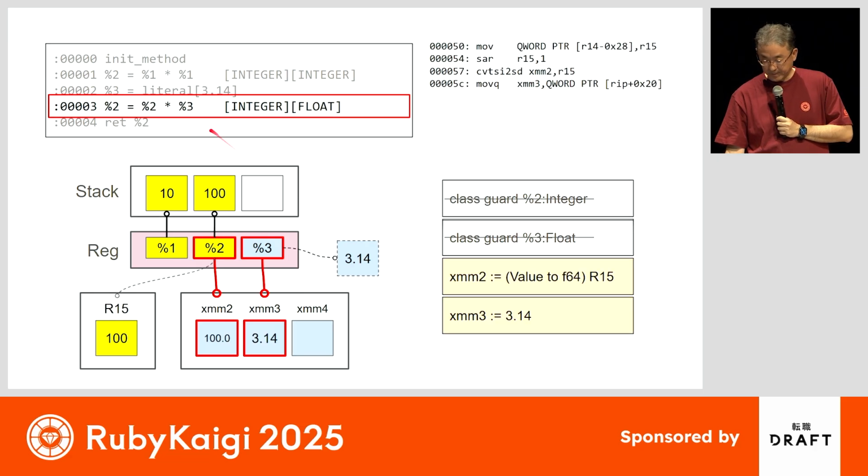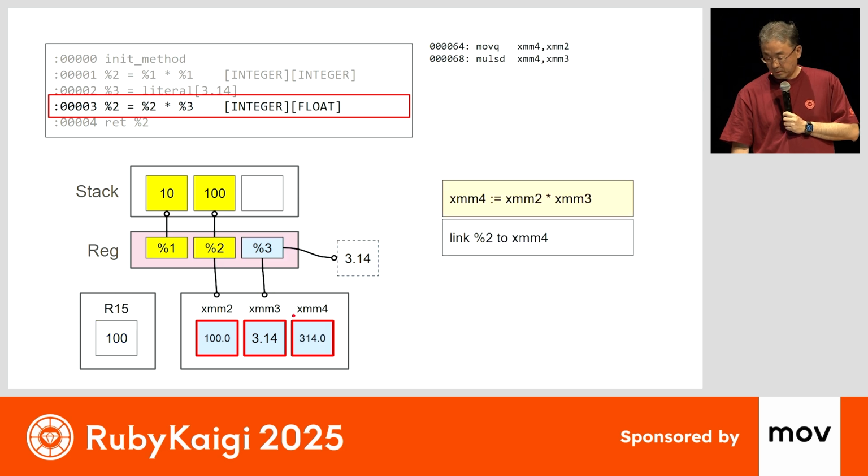Multiply again. And now we know register 2 is an integer. This is colored yellow. And register 3 is a float and colored blue. And we can omit guards for both sides. So we must load the values to floating-point registers for calculations, like this. Here, multiply XMM2 by XMM3 and store the result in XMM4. Of course, we know all of them are floats, so colored in blue.